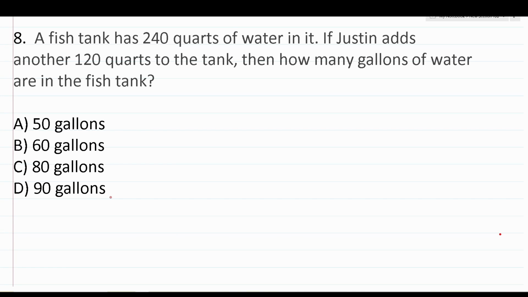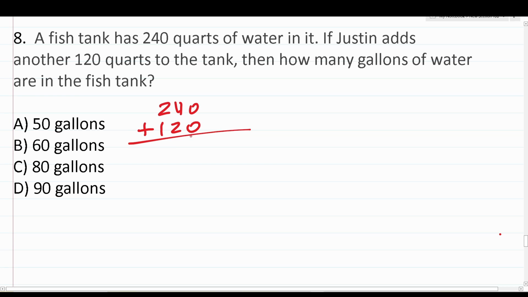All right, so number 8 says this: a fish tank has 240 quarts of water in it. If Justin adds another 120 quarts to the tank, then how many gallons of water are in the fish tank? All right, so we know we have a tank that has 240 plus 120 quarts of water in it. Let's quickly add this up. 0 plus 0 is 0. 2 plus 4 is 6. 2 plus 1 is 3. So we know our fish tank has 360 quarts of water in it. And we want to know how many gallons that is.